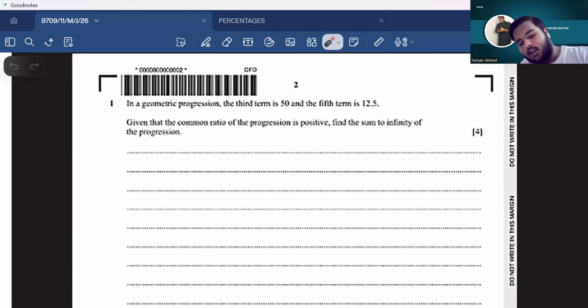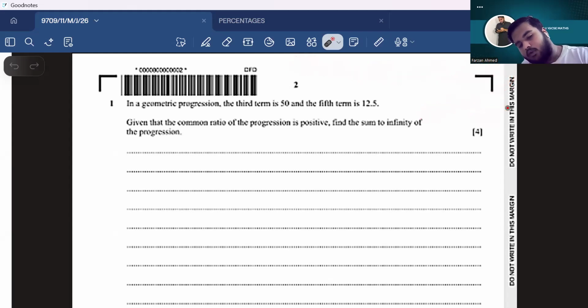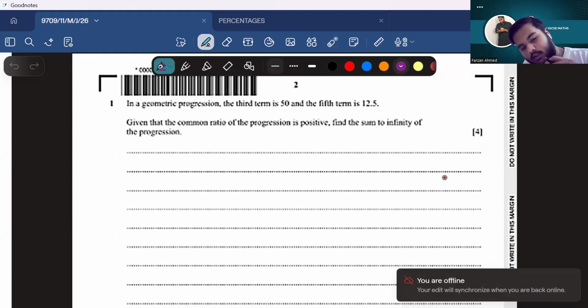In question number one, they are saying in the geometric progression, the third term is 50 and the fifth term is 12.5. So in a geometric progression, GP, we have the first term A, then the second term AR, the third term AR square, and the nth term is AR^(n-1). For the third term, n is 3, so we have AR square.